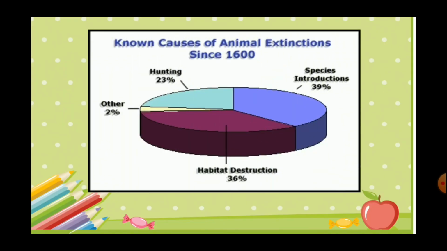And this pie chart shows the percentage of the known causes of animal extinction. Like species introduction is 39%, habitat destruction is 36%, hunting 23%, and others, which include pollution, climatic change, domino effect, etc., this is 2%. And due to these reasons, we have lost a variety of organisms.